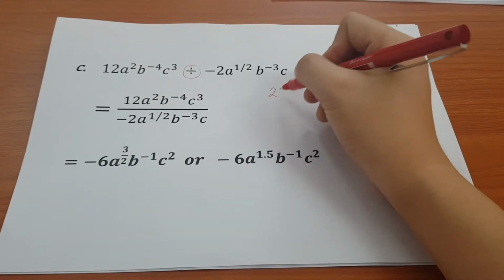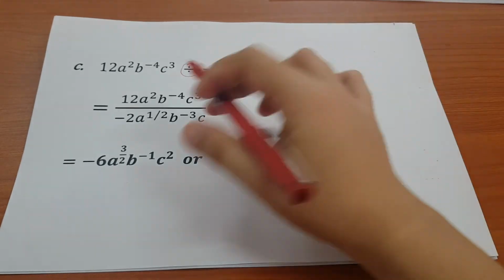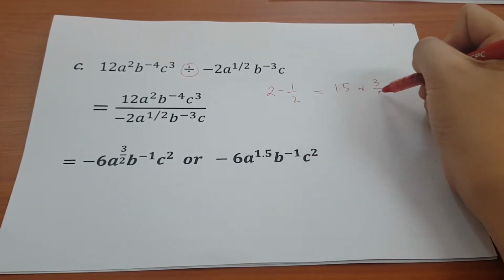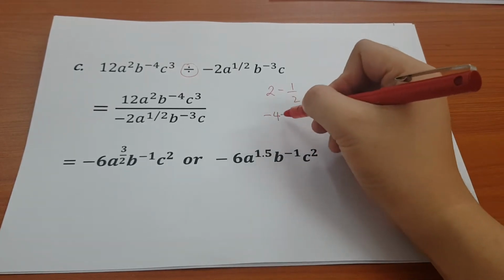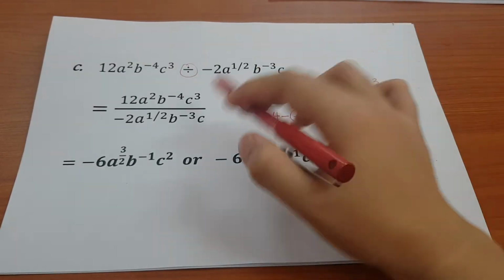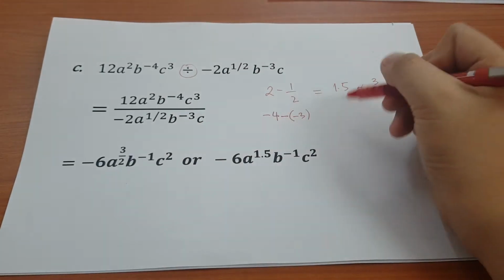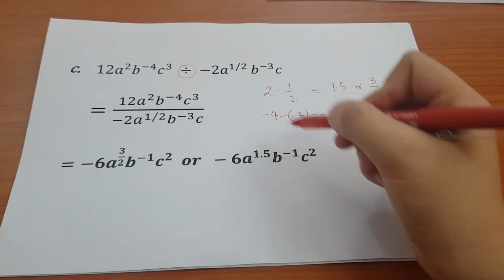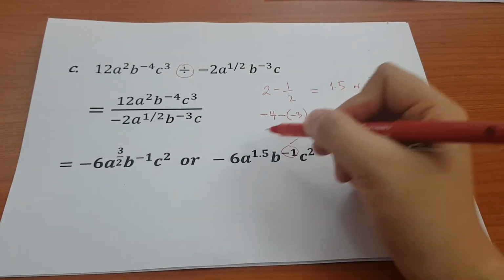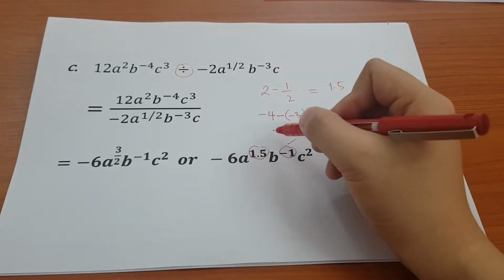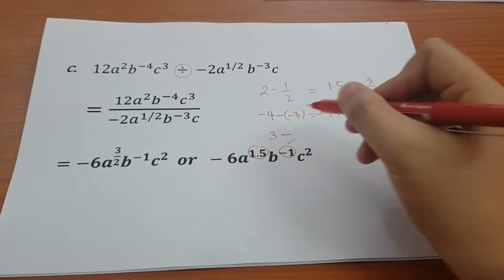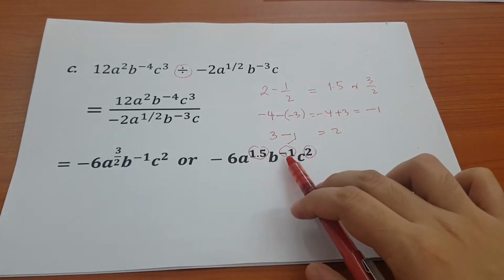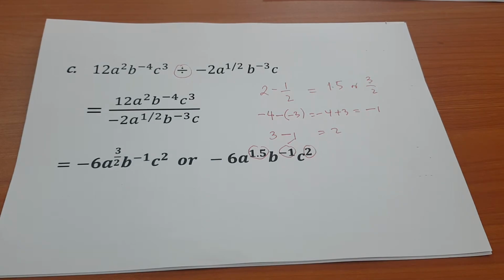So 2 minus 1/2 for a is 1.5, or 3 by 2. Then minus 4 minus of minus 3 for b gives you minus 4 plus 3, which is minus 1. And then for c, 3 minus the power 1, which is 2. So that's minus 6a to the 1.5, b to the minus 1, c squared. So this is the final answer.